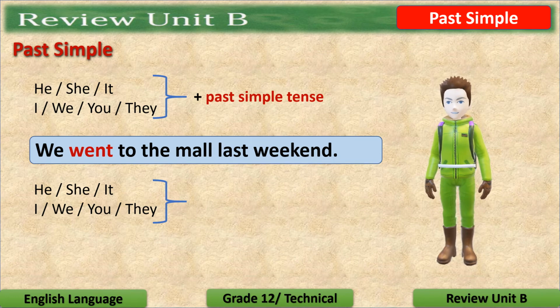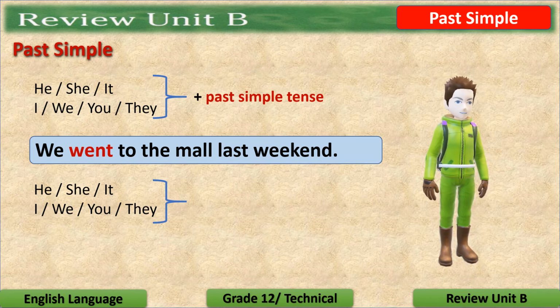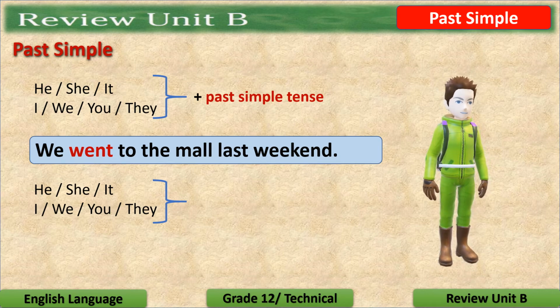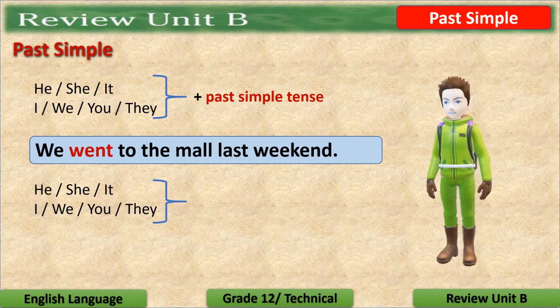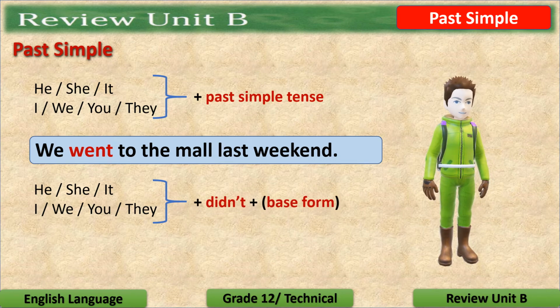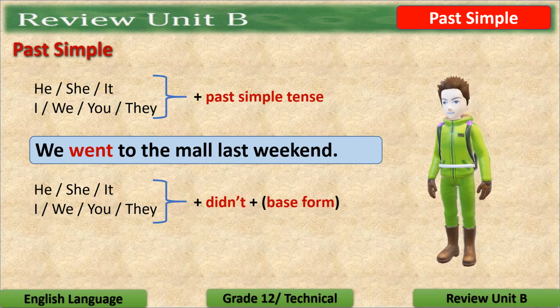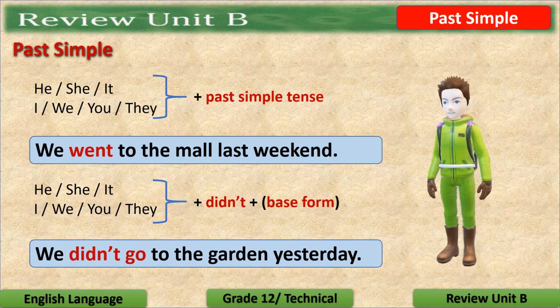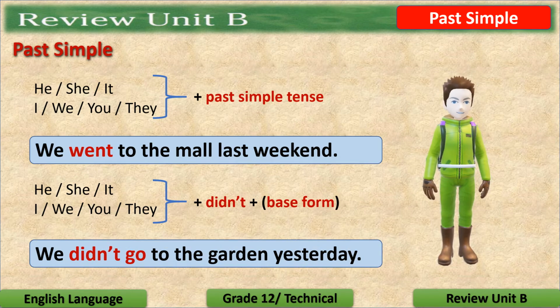How to make this sentence negative? Again, with all pronouns or nouns, singular or plural, we use the helping verb did not or didn't, followed by the base form of the verb. Like the example, we didn't go to the garden yesterday.